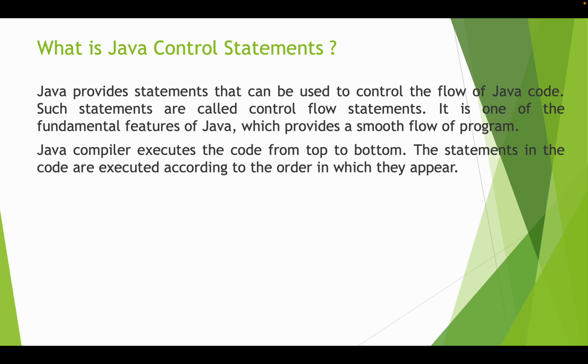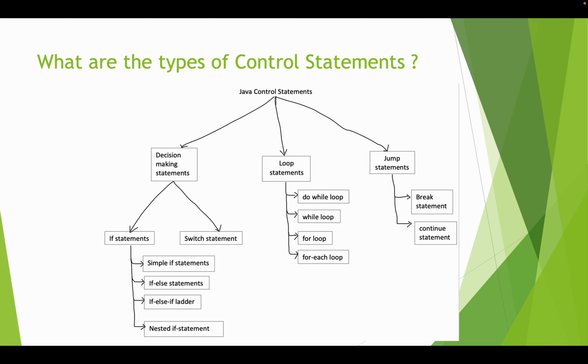And second point is what are the types of control statements. So I have created one simple diagram for Java control statements. In this, guys, Java control statements have been divided into three types, that is decision making statements, second one is loop statements, and third one is jump statements.